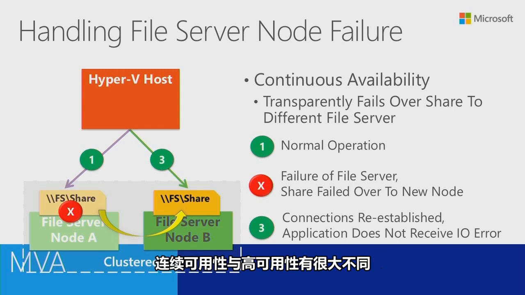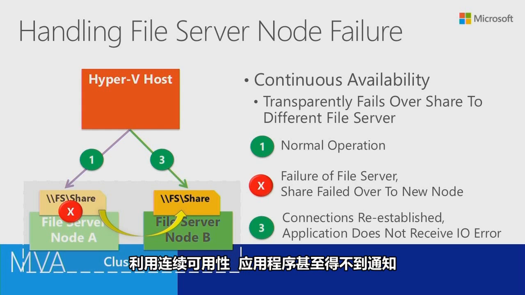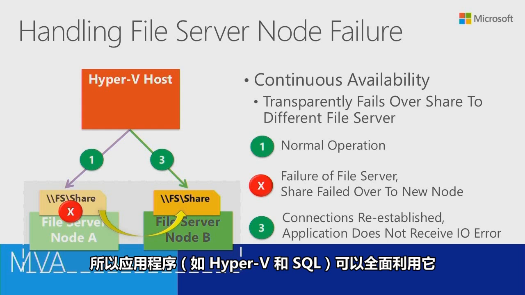So I mentioned continuous availability. That's a big difference from high availability. With continuous availability, the application isn't even notified. This is transparent failover so that your applications like Hyper-V and SQL can take full advantage of that.